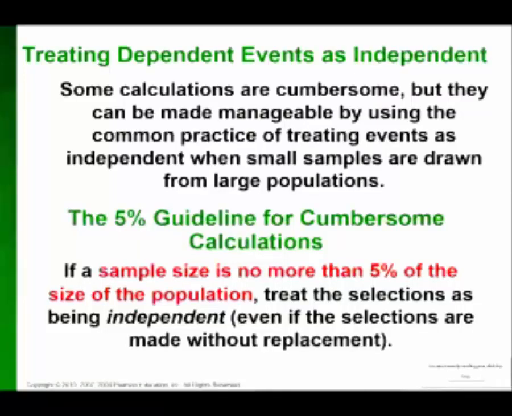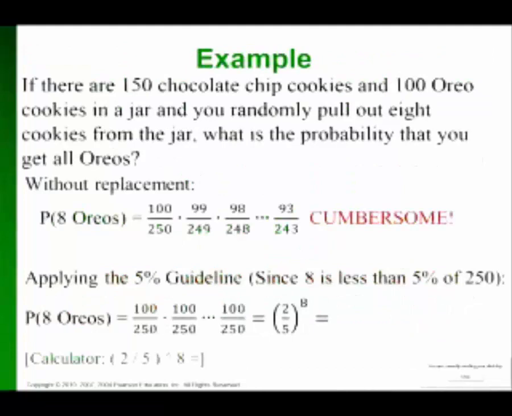For example, if there are 150 chocolate chip cookies and 100 Oreo cookies in a jar, and you randomly pull out 8 cookies from the jar, what's the probability that you get all Oreos? Well, what's the probability that the first cookie is an Oreo?